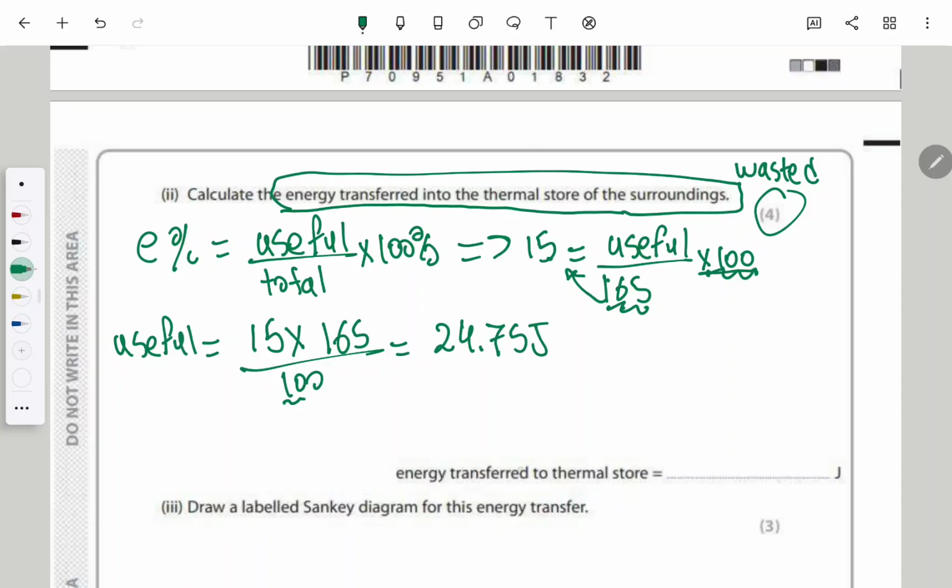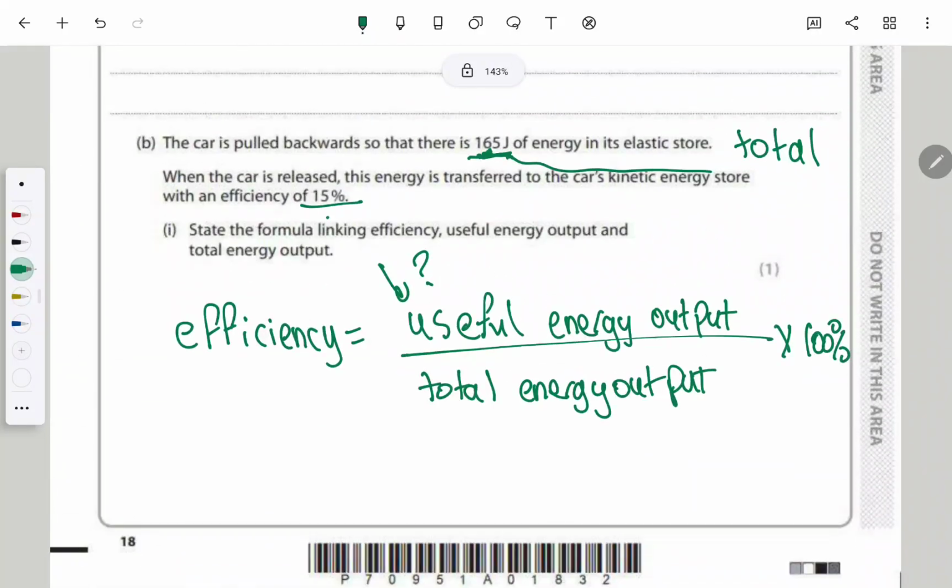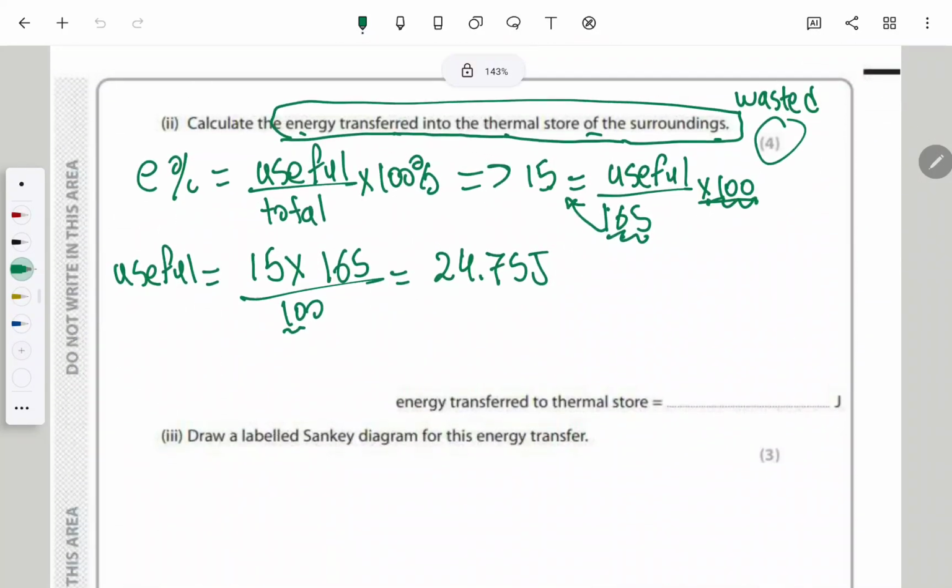Does this give me the final answer I'm looking for? No, because I don't want the useful energy. I'm trying to find out the energy transferred to the thermal store, which means I want to know how much is wasted. You know that the total energy is the useful plus the wasted. So in order to find out how much energy was wasted, you can say that wasted equals total minus useful.